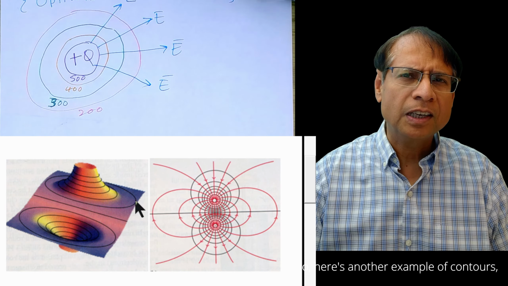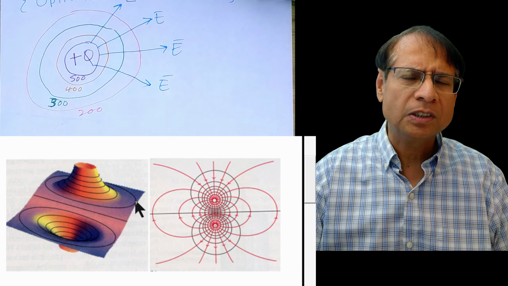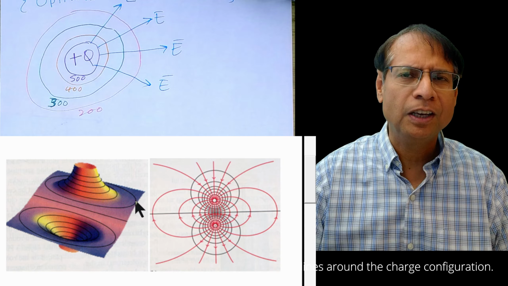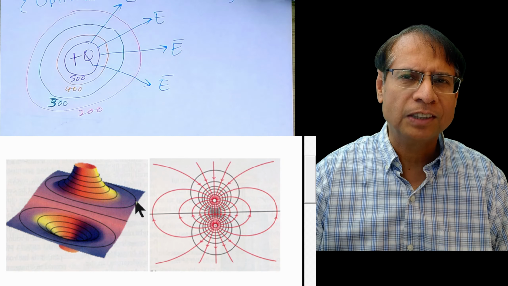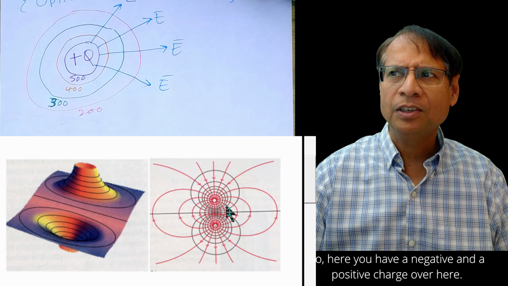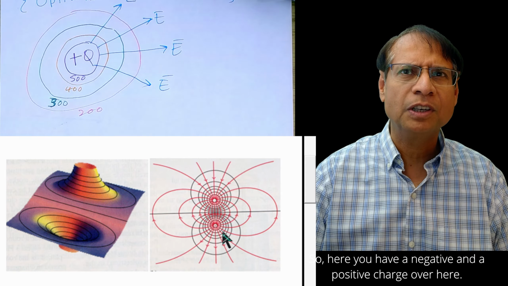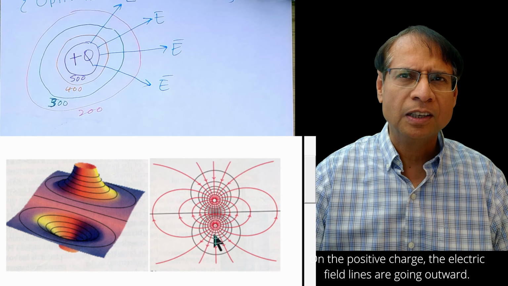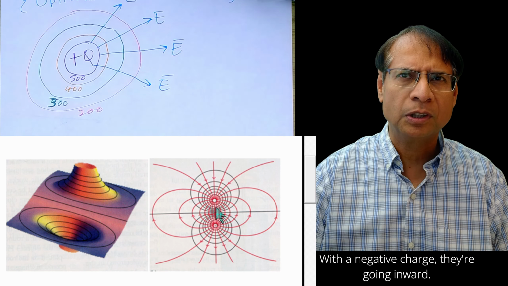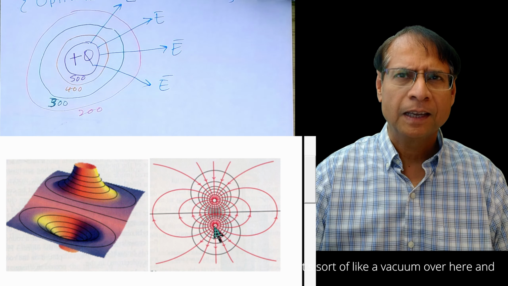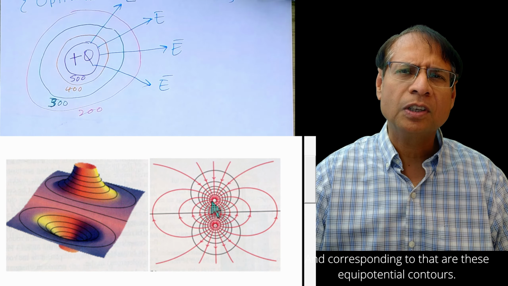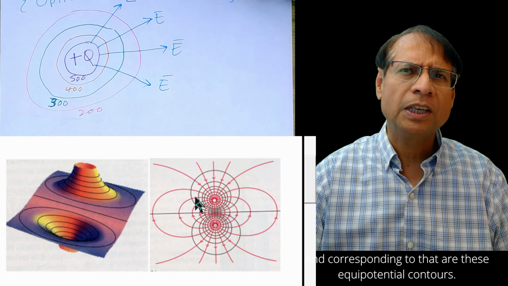So here's another example of equipotential contours and the electric field lines around a charge configuration. In this case, it's an electric dipole. So here you have a negative and a positive charge over here. From the positive charge, electric field lines are going outward. With a negative charge, they're going inward. It's sort of like a vacuum over here. And they go from positive to negative in between. And corresponding to that are these equipotential contours.